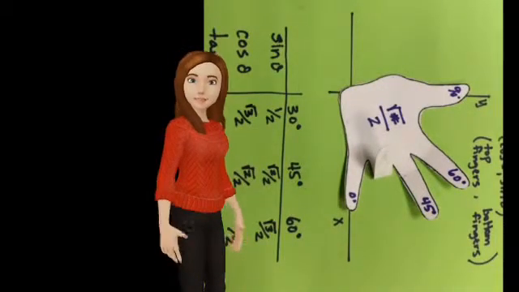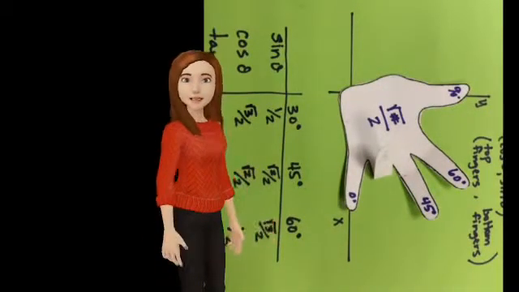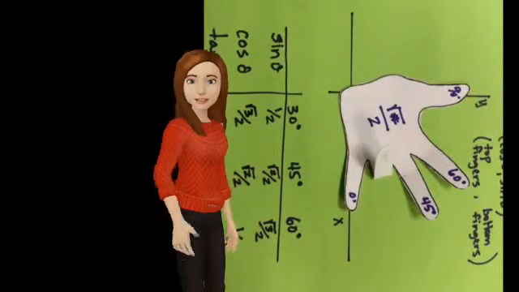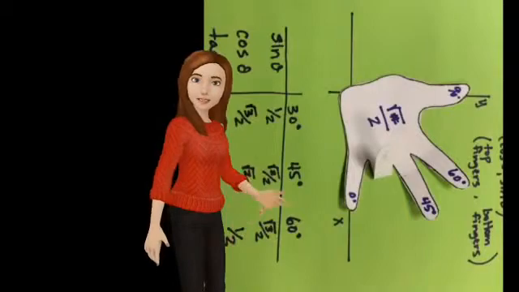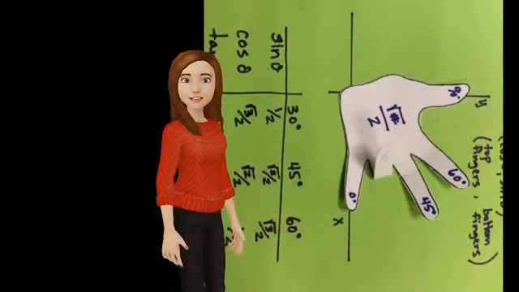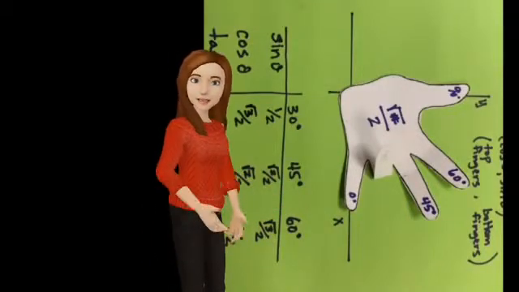Any of the other trig values can be found once you know the sine and the cosine, either by using reciprocal or quotient identities. However, the hand trick can also be taken further to more easily find the tangent or the cotangent values.